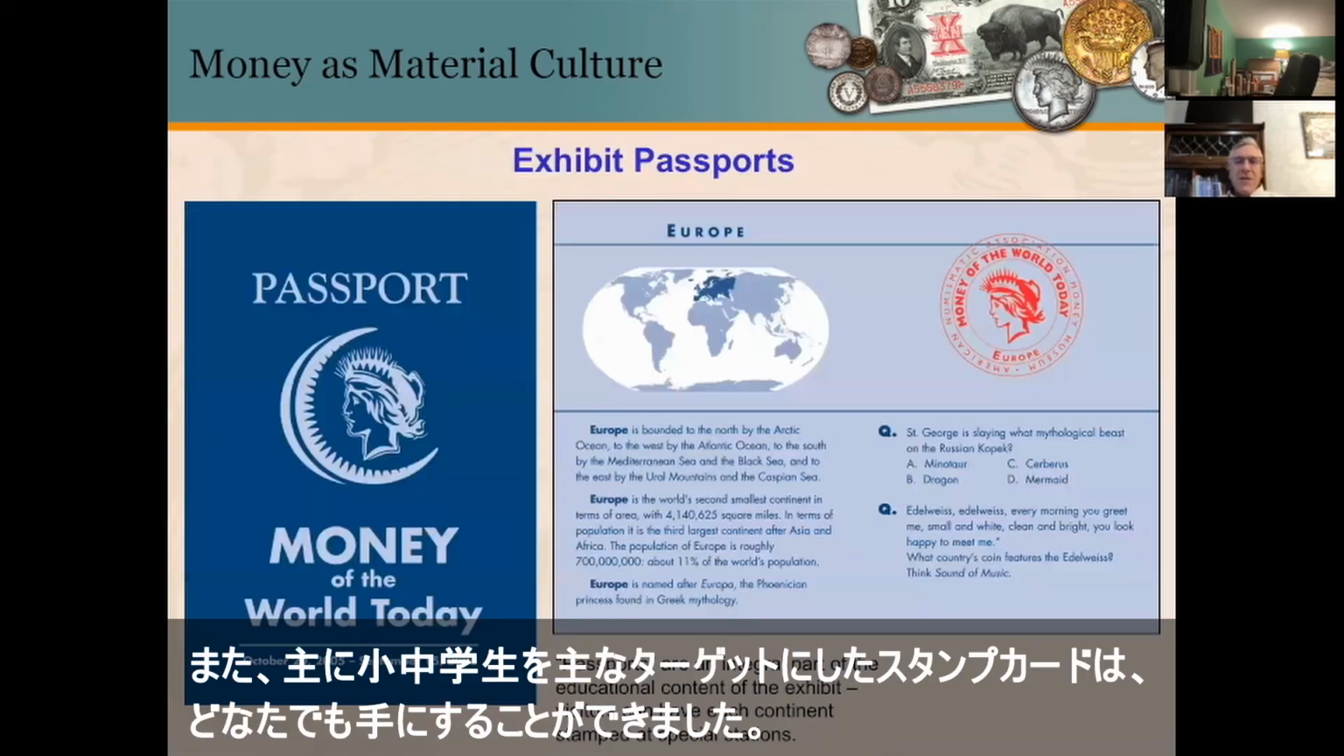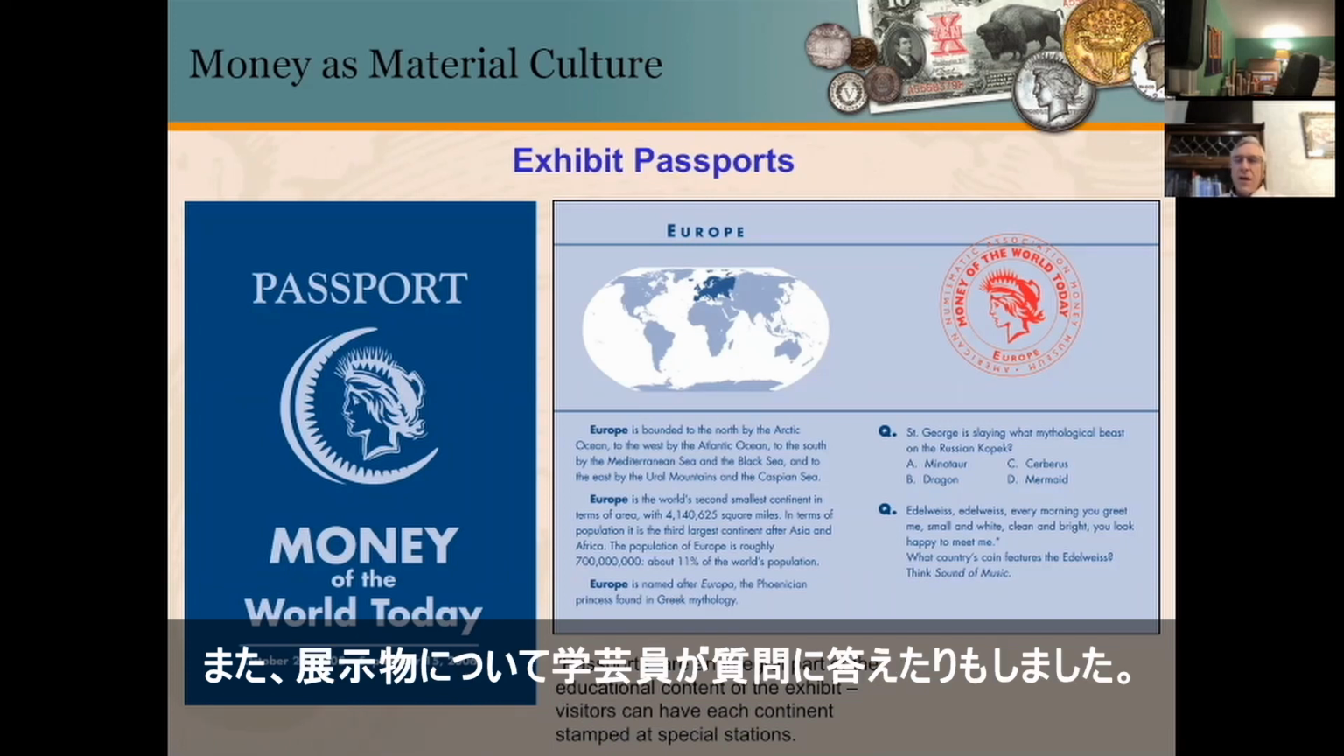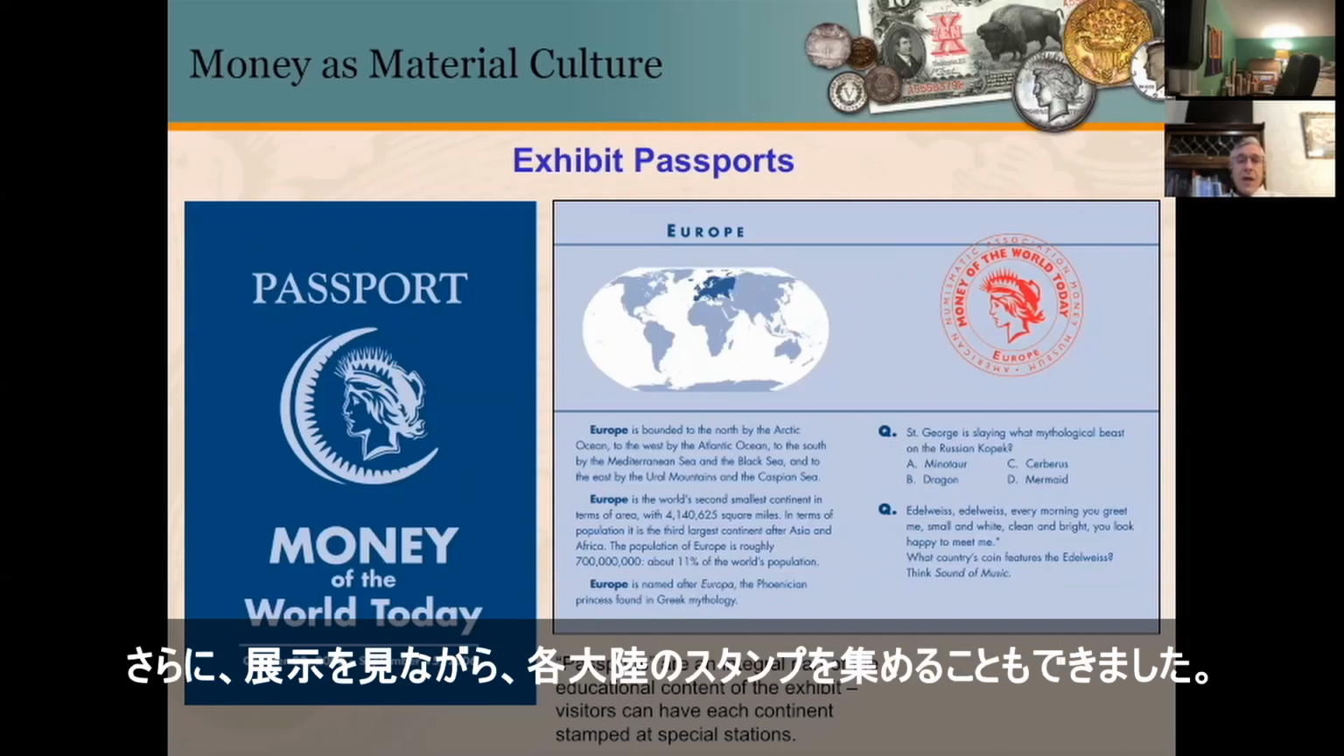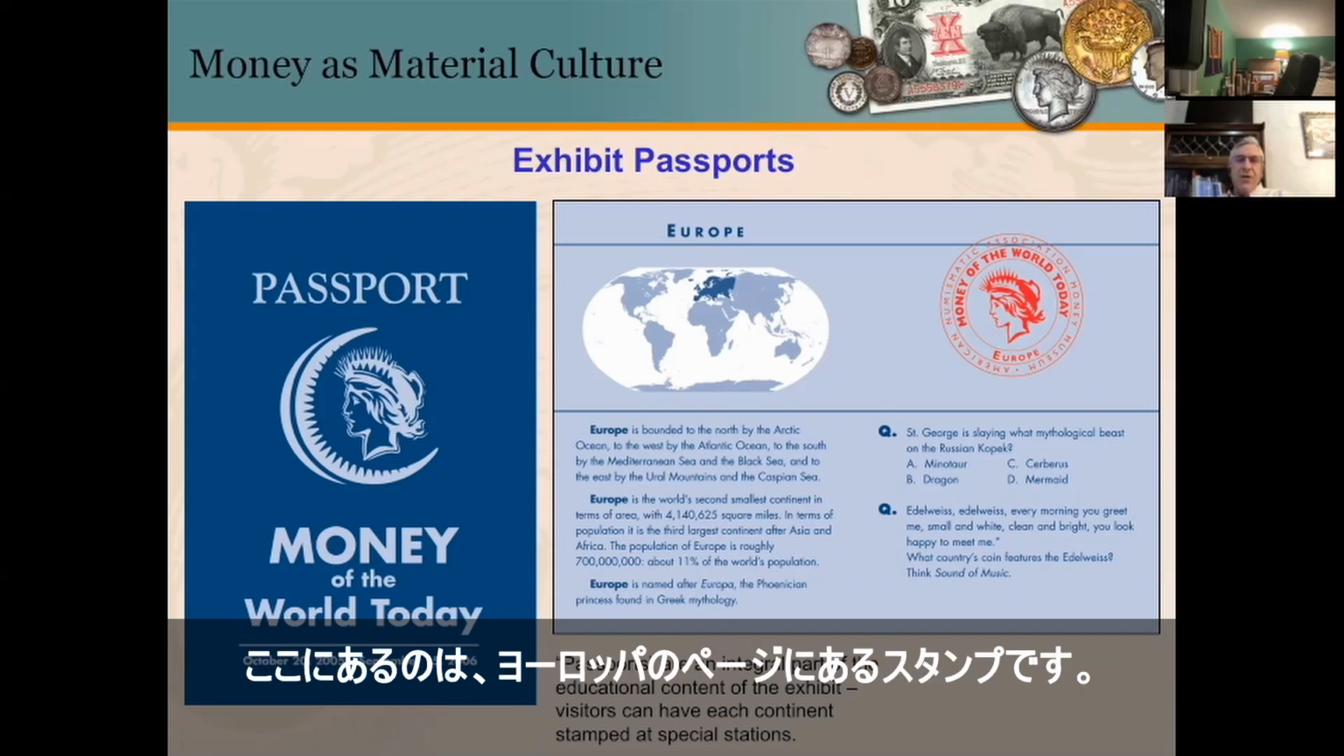And then we had our passports, which were passed out to mainly the younger visitors, but was available to anybody who wished to get one. And they encouraged people to ask questions and get answers for some questions that were provided from the exhibit. Plus, as you went through the exhibit, you could use the stamping areas within each continent to create a stamp to fill your passport for each continent. And here you see an example of the stamp on the European page.